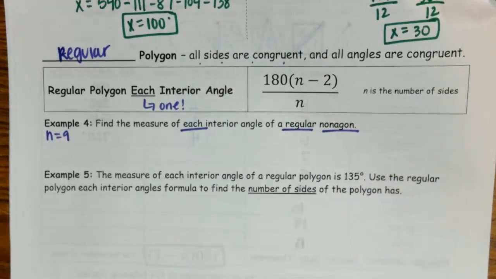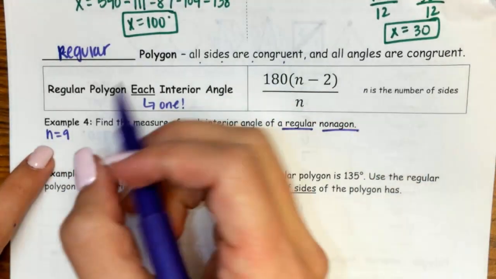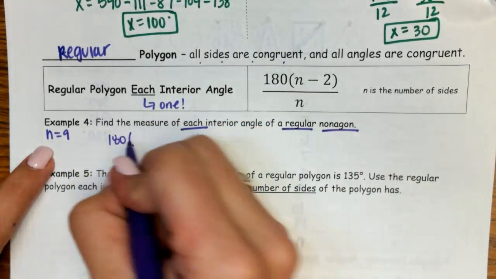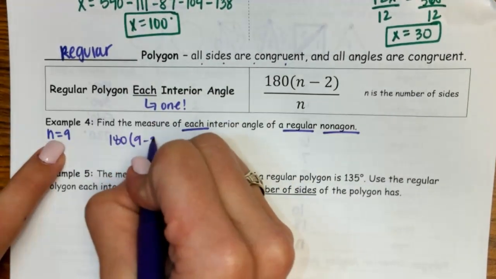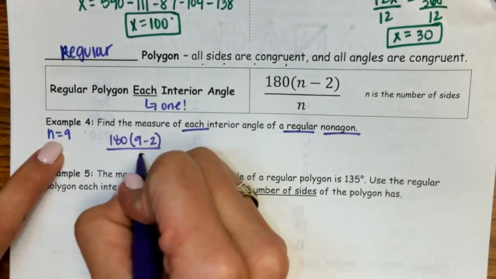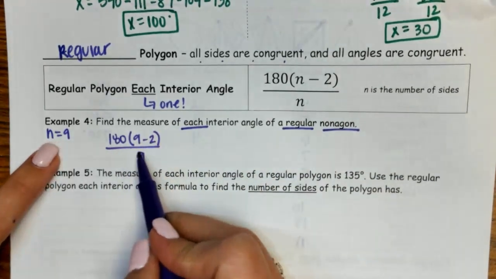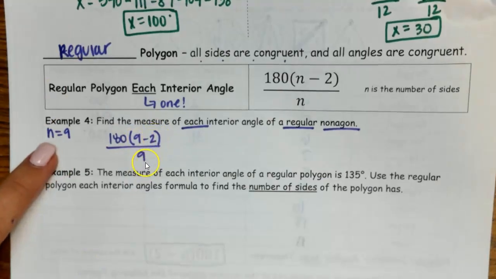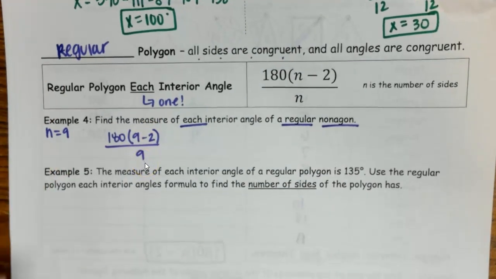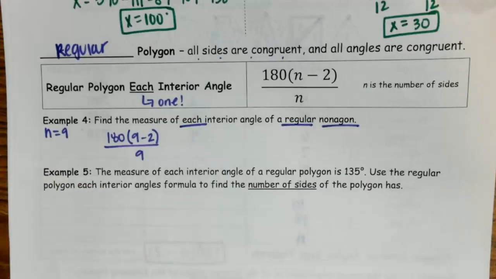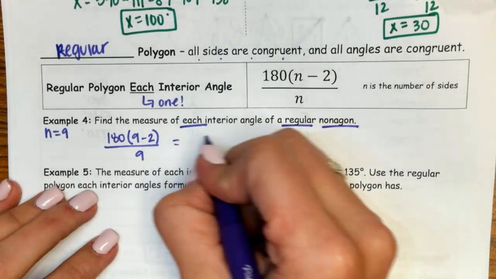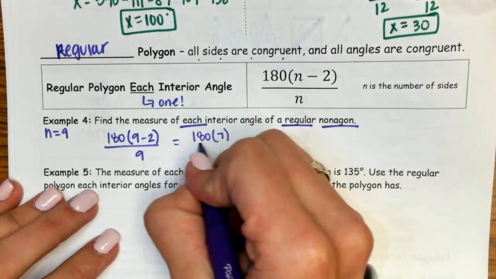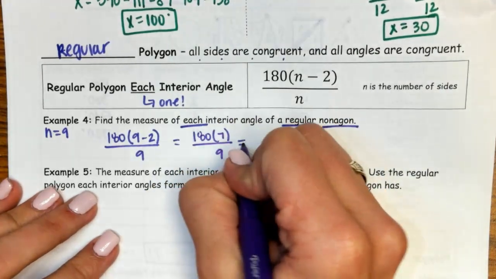All right, so I'm going to take this formula, 180 times n, which is 9, minus 2, divided by n, which is 9. Okay, so here's where some mistakes are made, is they think 9 minus 2 is 7, and then they want to divide by 7 down here as well. Make sure you don't do that. We are going to multiply 180 times 7, but then we are going to divide it by 9, the number of sides. So 180 times 7 divided by 9.